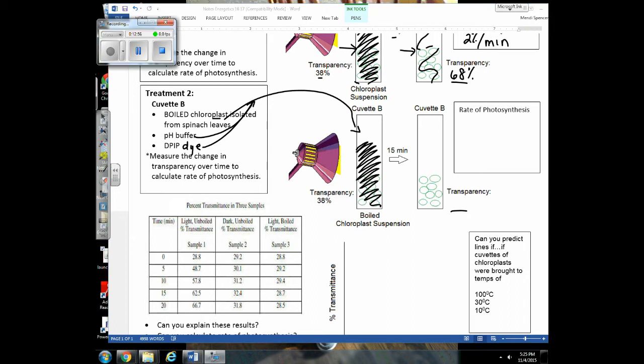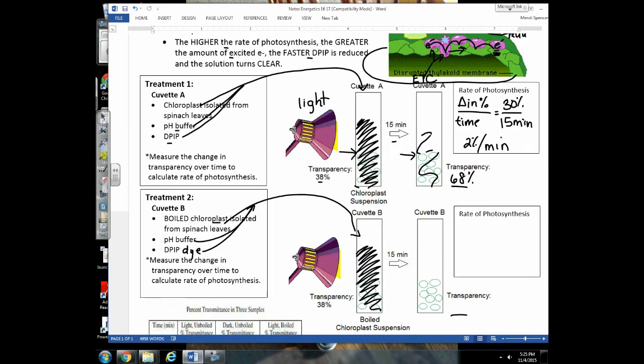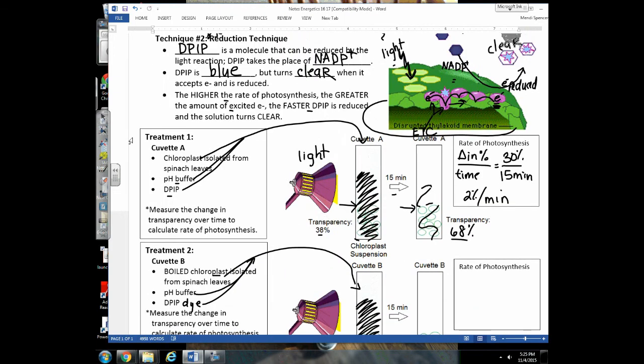Hopefully you understand that if you boil the chloroplasts, then you're going to denature all of the proteins, like the proteins in the electron transport chain and all the enzymes that are helping to fix CO2 and reduce it in the Calvin cycle to form sugars. All those enzymes are going to be denatured, so photosynthesis is not going to occur. Think about what would happen to these proteins if you are boiling the chloroplasts and the thylakoids inside the chloroplast. They're going to change shape, and then they're not going to be able to function.